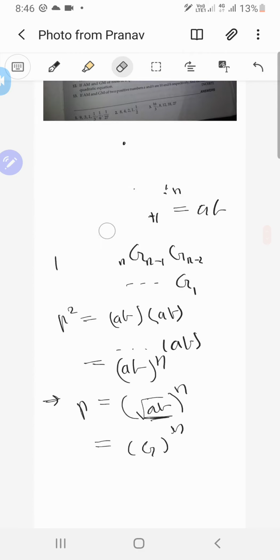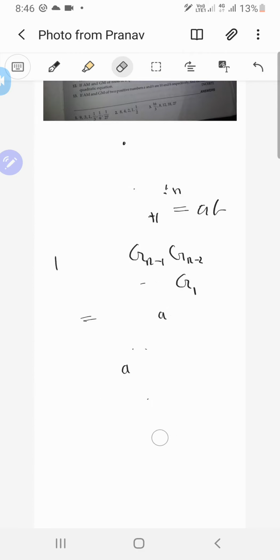Let's go to the next question. So just erase this, go to the next question. Find the two numbers whose AM is 25 and whose GM is 20.